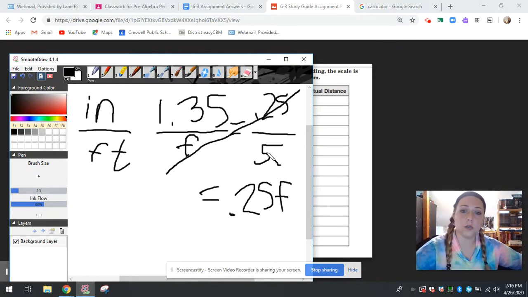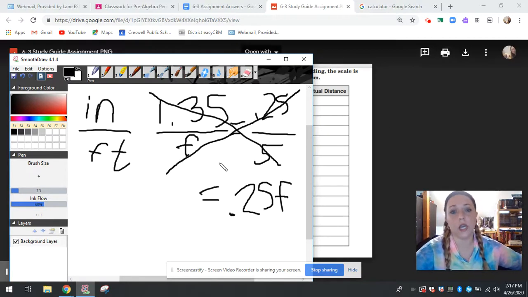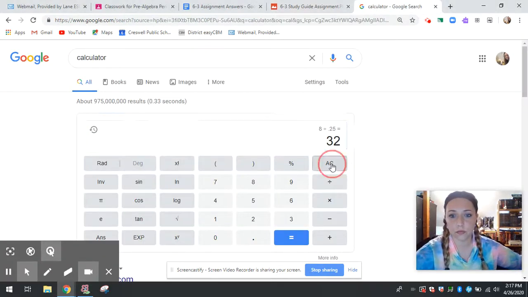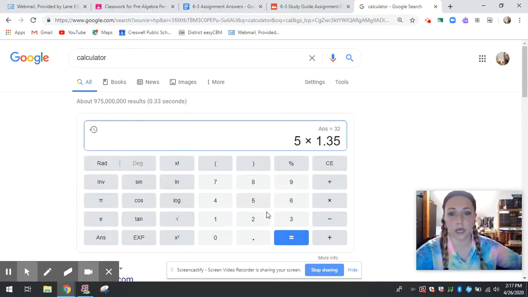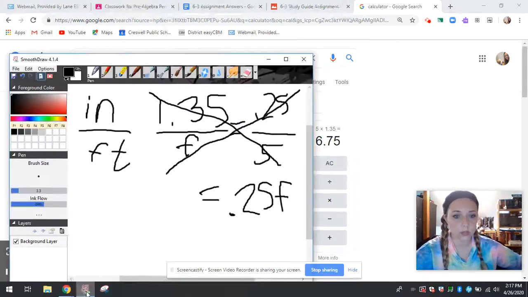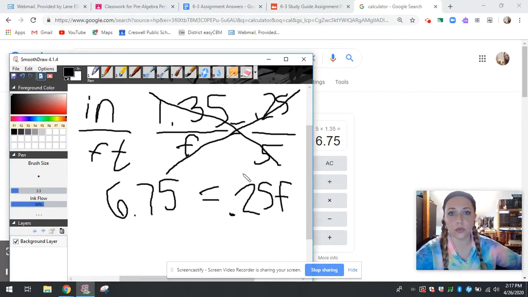Then I cross multiply on the other side. 5 times 1.35, that I can get an answer to. 5 times 1.35 equals 6.75. Okay. And the goal, as usual, is to get the variable by itself so that I can see what that would look like as a number.